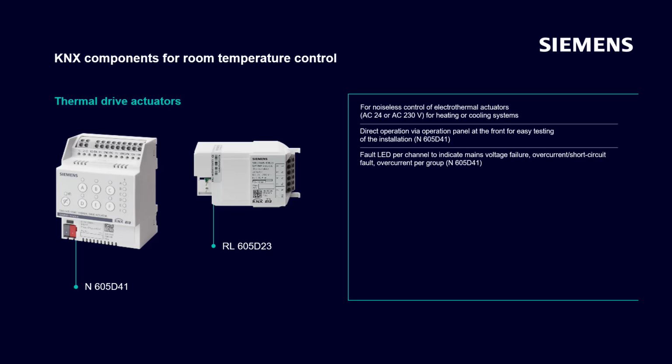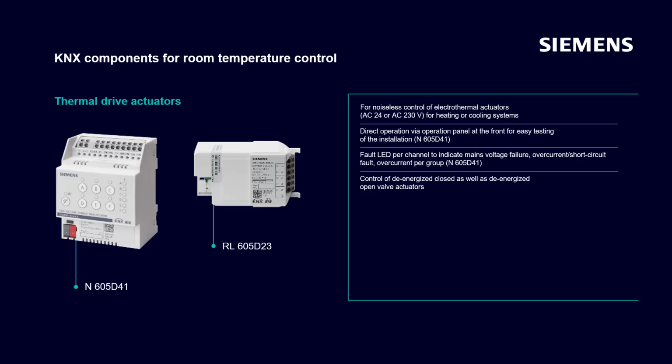The modular RL605D23 is a two-fold actuator for noiseless control of the thermal actuators of up to 2 heating or cooling circuits. Both actuator variants can be used to control both de-energized closed and de-energized open valve drives. Both actuators are basically identical in their application and are considered equally in the following application description. In contrast to the N605D41, the modular thermal drive actuator RL605D23 has no direct operating level or error display on the unit.